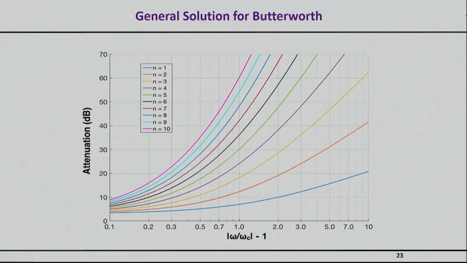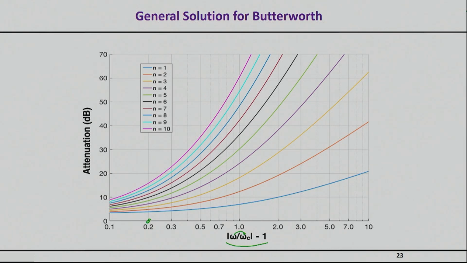Here is the attenuation for different orders of Butterworth, plotted versus omega divided by omega c minus 1. The way you use this type of graph is you choose your cutoff frequency, and then you choose the frequency that is slightly above or higher, depending on what you want. For example, the requirement might say that at 20% higher frequency than your cutoff, you must have a rejection of, let's say, 30 dB. In that case, you will go 20% higher than the cutoff. You will be right here.